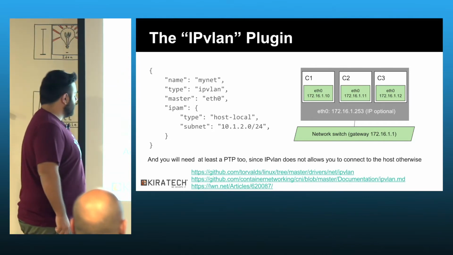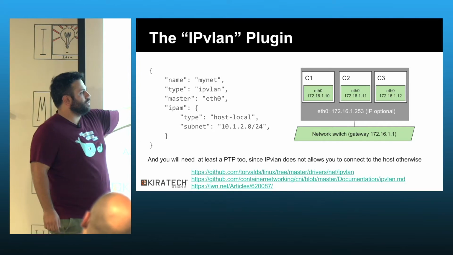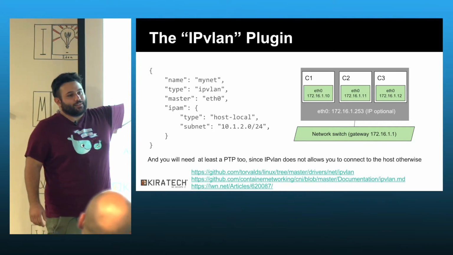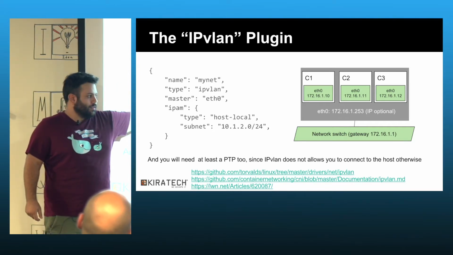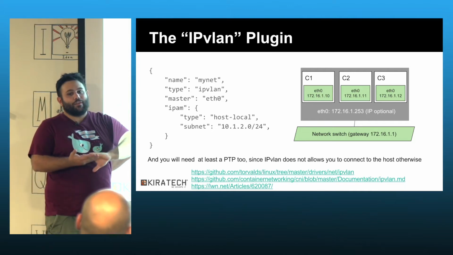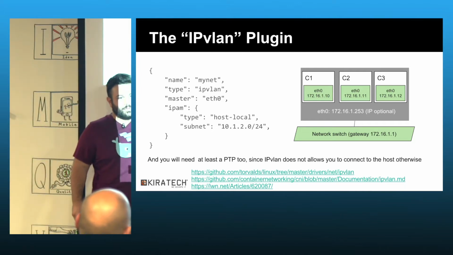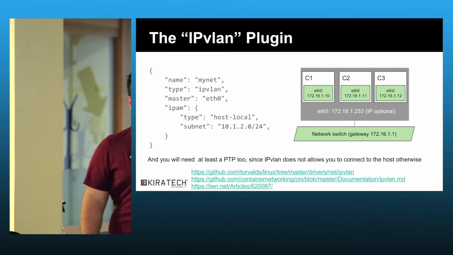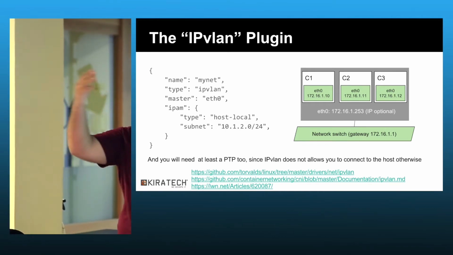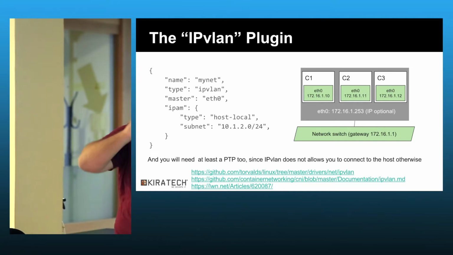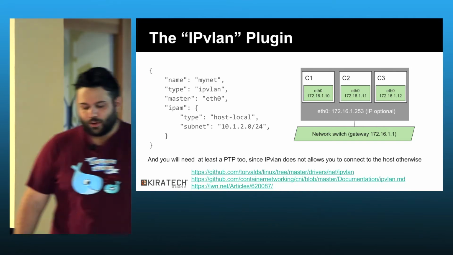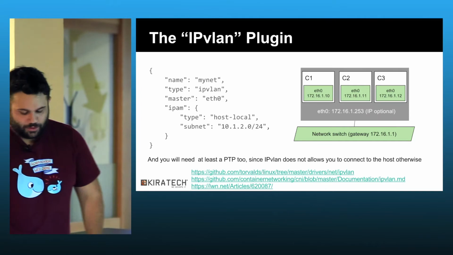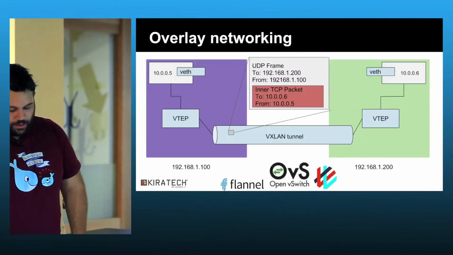But it's basically that. In this situation, containers are getting individual IPs on the network switch, but sharing the MAC address of the host. So it's called IPvlan for that. It's actually a thing implemented in the kernel. It's not something implemented in CNI or in Docker or something like that. It's a kernel feature.